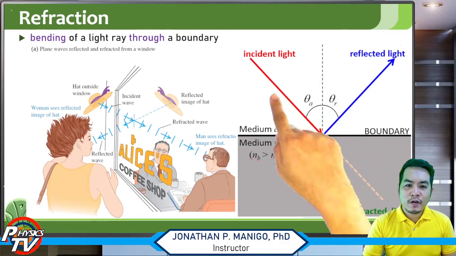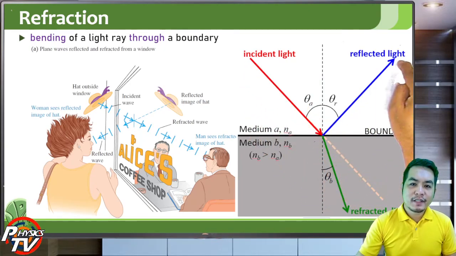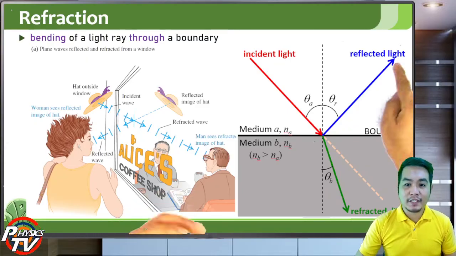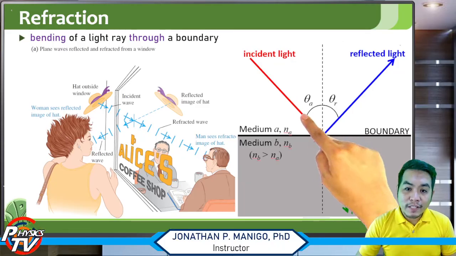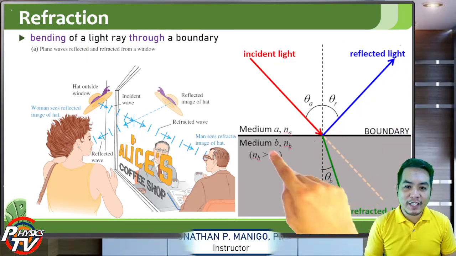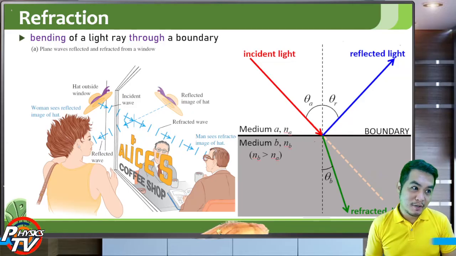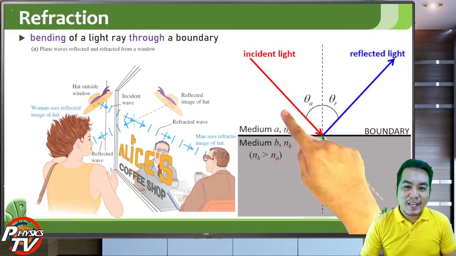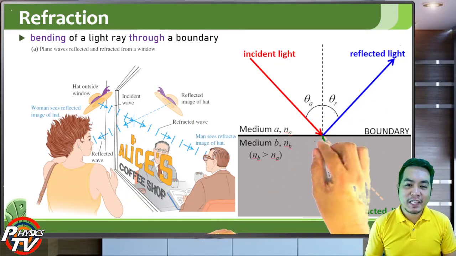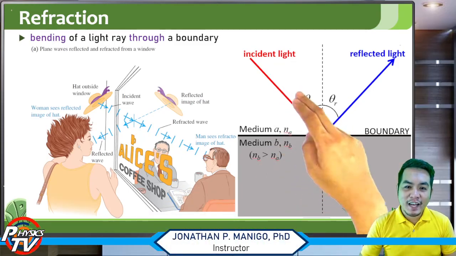So if you have an incident light, some of it will be reflected and some of it will be refracted. If all of it is reflected and there's no refraction, then that means that your boundary is a mirror. So only mirrors have almost 100% or 99.99% reflection and very negligible refraction. So that's what happens in mirrors. All of the light is reflected back.